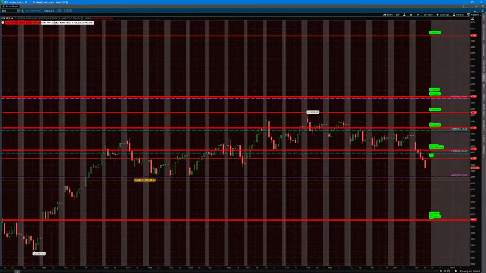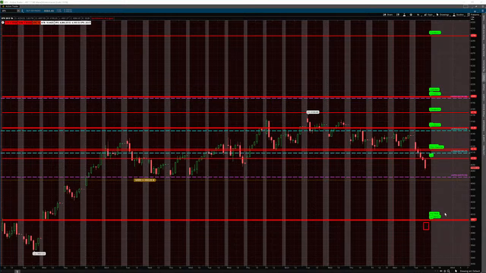And let me point out a couple of these levels. First of all, this is the SPX put wall at 4,000, and that's the strike with the largest net negative gamma that can be expected to act as support, and that is also the absolute gamma strike or key gamma strike, and that's the strike with the largest absolute gamma.